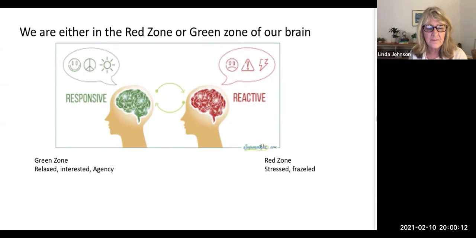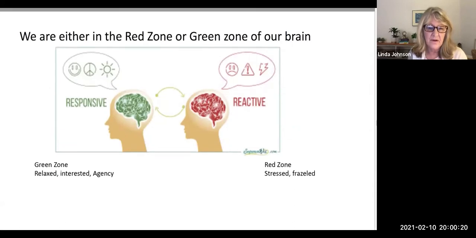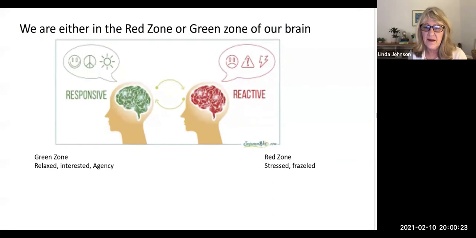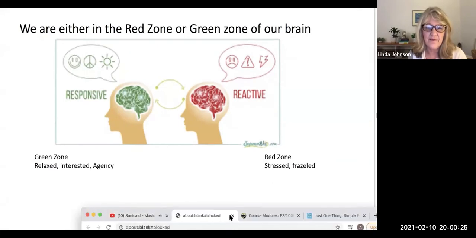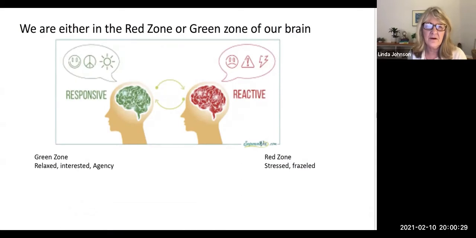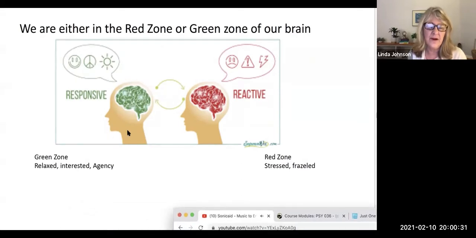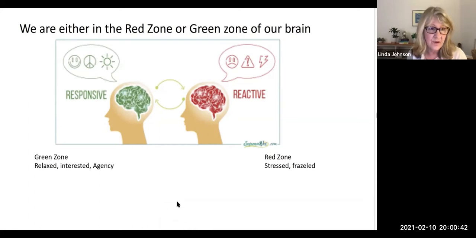So where are we, in the red zone state or the green zone state, is one of the questions that we can ask ourselves as we move through life, and try to cultivate a green zone state of brain. A lot of times we can get into a default position of spending too much time in the red zone state, but we can actually train the green zone state of mind.